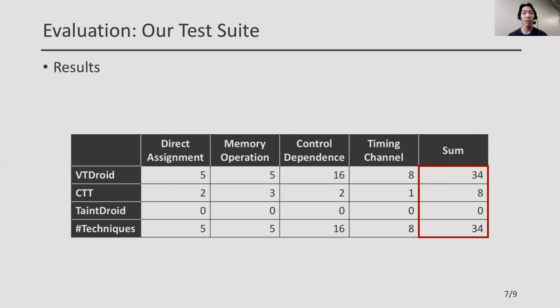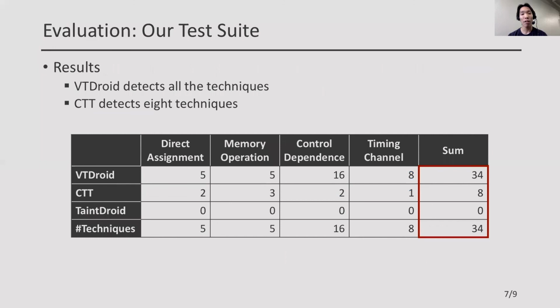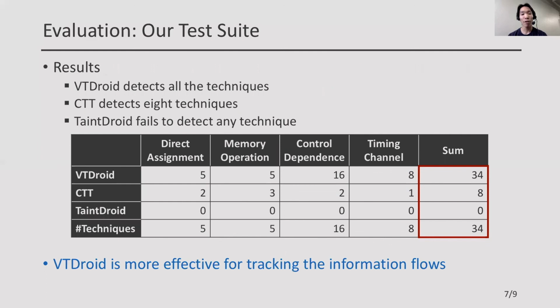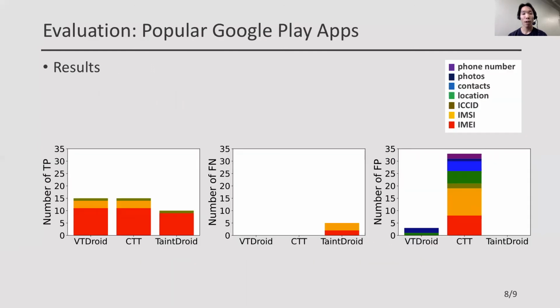The table shows the results with the 34 anti-taint analysis techniques in our test suite. VTDroid successfully detects all the techniques. By contrast, CTT detects 8 techniques, and TaintDroid fails to detect any technique. Hence, VTDroid is more effective for tracking the information flows. Next, I will present experimental results with the popular Google Play apps.